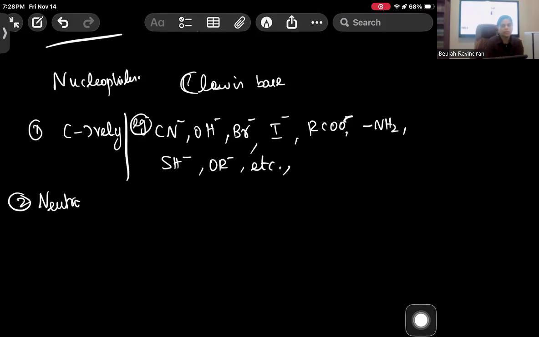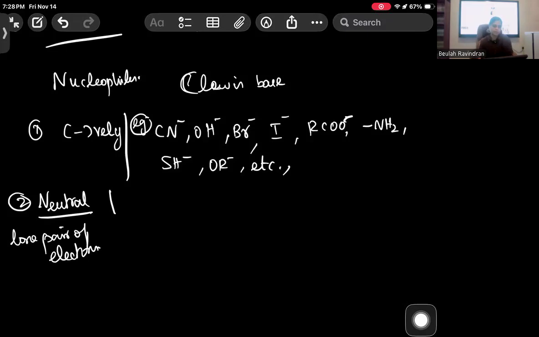Neutral nucleophiles are electron-rich species having a lone pair of electrons. There we saw in electrophiles an incomplete octet configuration; here, lone pairs of electrons are abundant. Examples are NH3, H2O, etc. All polar molecules basically.